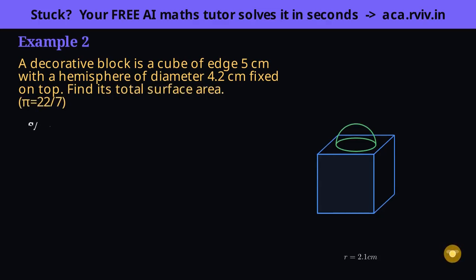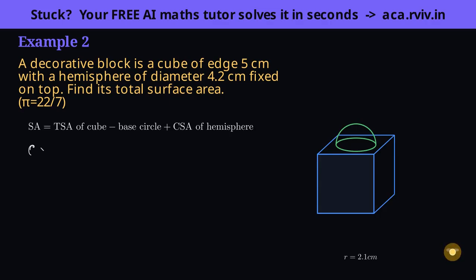Let's think about how the block was built, because that's the cleanest way to track the surface. Start with the complete cube on screen, all 6 faces bare. Now we glue a hemisphere onto the top face. 2 things happen at once. The circle of top face under the dome gets covered, so it's no longer skin, but the curved dome is now exposed, so it becomes new skin. So our plan is, whole cube, subtract that hidden circle, add the dome.